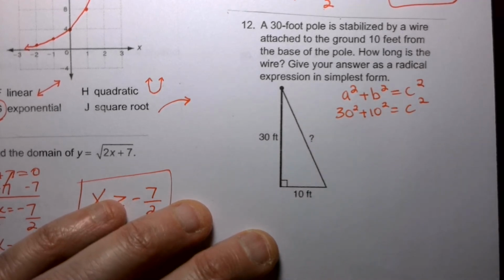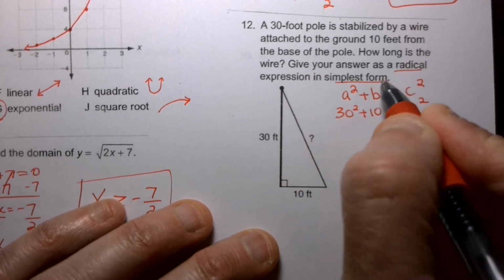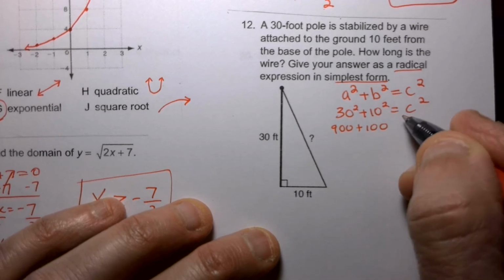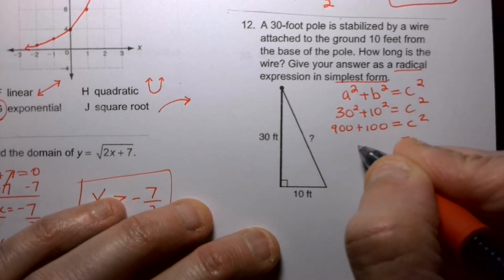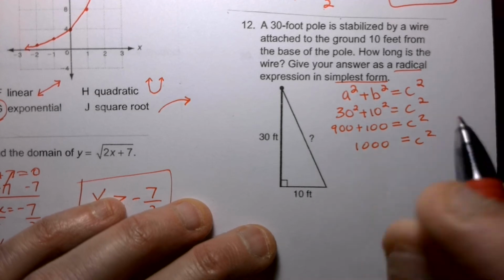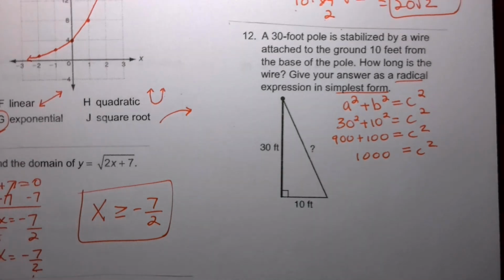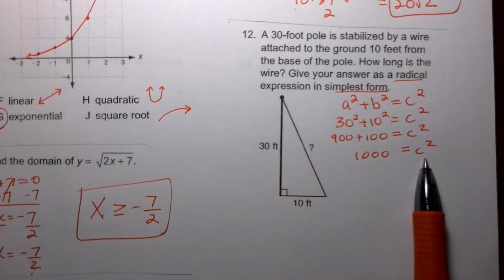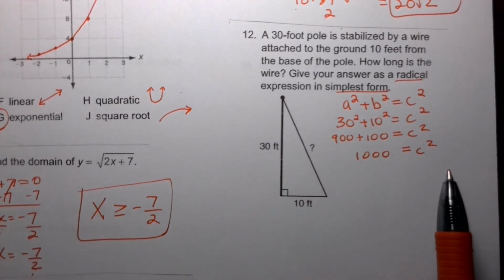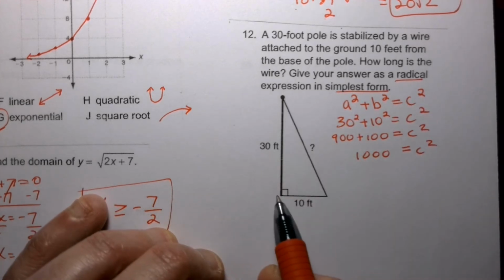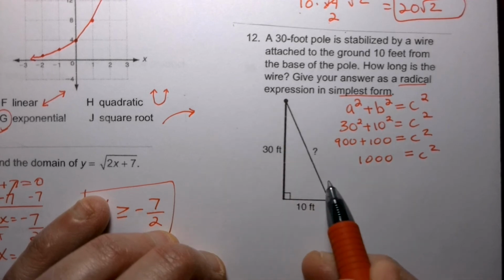And we need to break it down to simple radical form. So when you square it, you get 900 plus 100. So you get 1,000 equals c squared. Okay, so we are talking about finding out the length of this. So we don't want c squared, class. We want c. We had c squared because it was part of the formula, but our answer here is c. This is a, this is b, and this is c.